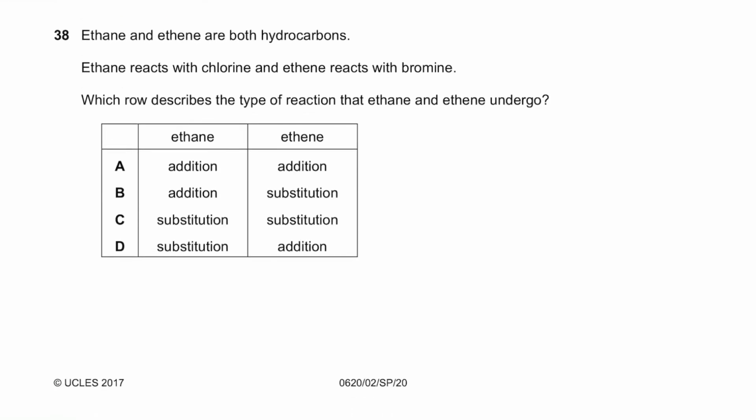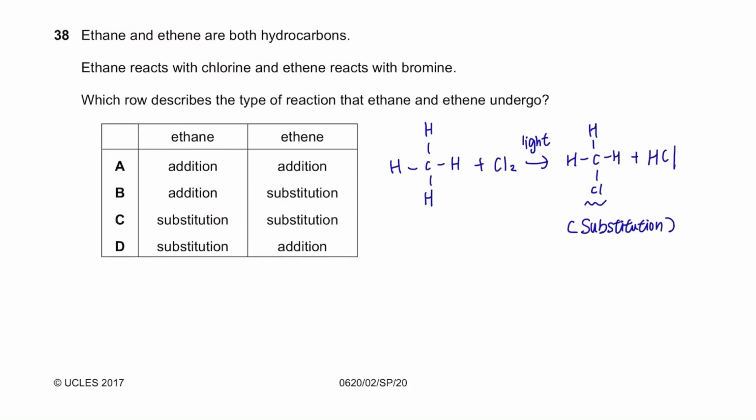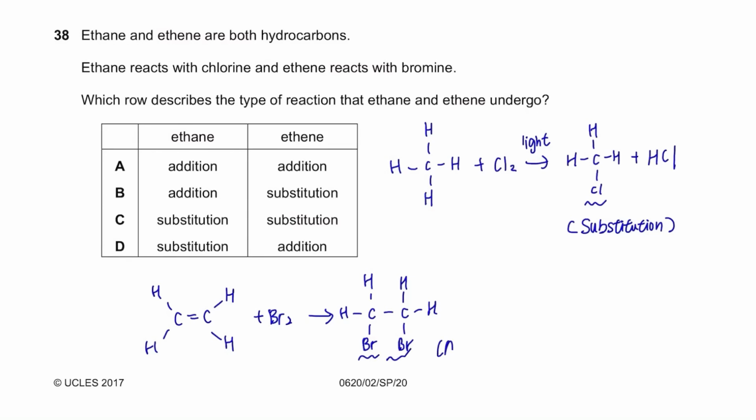Question 38. Ethane and ethene are both hydrocarbons. Ethane reacts with chlorine and ethene reacts with bromine. Which row describes the type of reaction that ethane and ethene undergo? When ethane reacts with chlorine, it becomes like this. Chlorine atom has substituted the hydrogen atom. Substitution took place. When ethene reacts with bromine, it becomes like this. Double bond has been broken and bromine atoms were added. Addition took place. The answer is D. Substitution and addition.